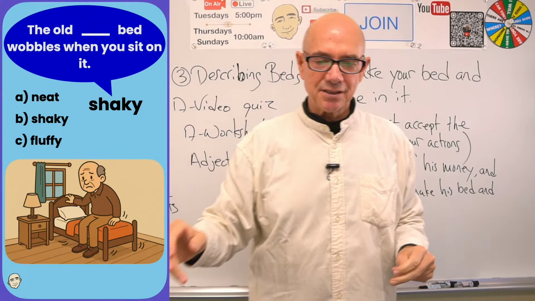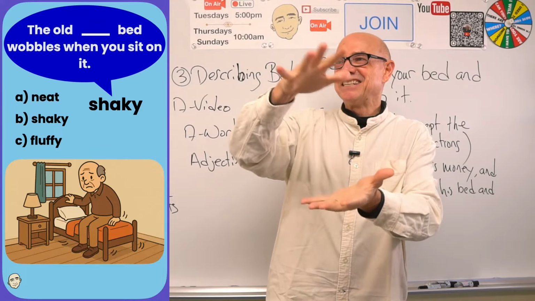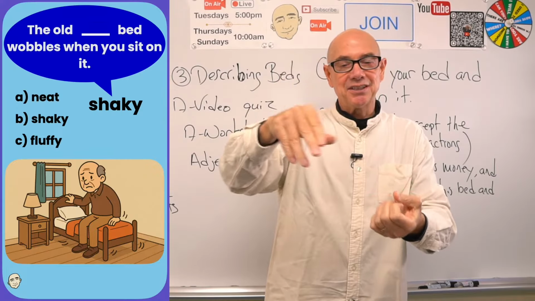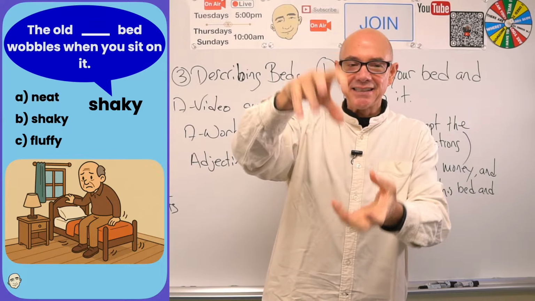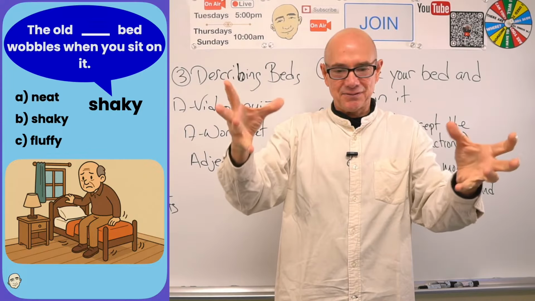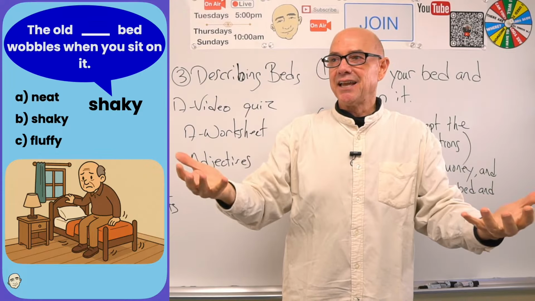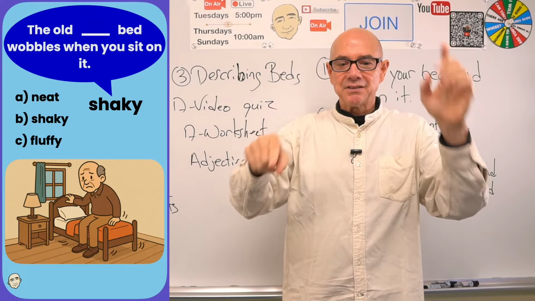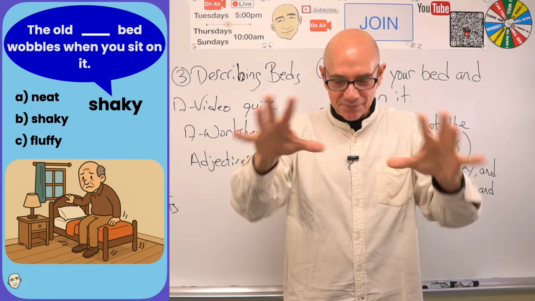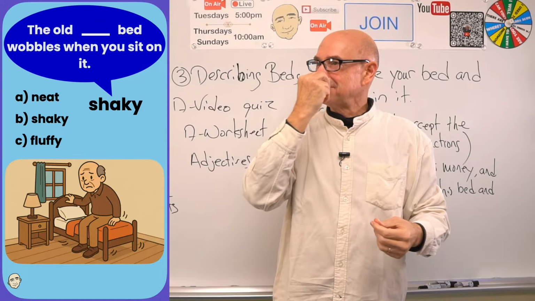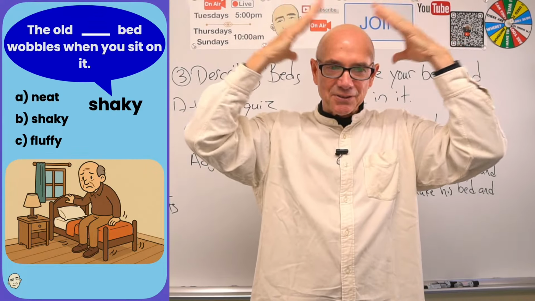Okay, Carlos. Fluffy means light, like a cloud, like cotton candy. Light and soft. Fluffy is light and soft. And a cloud, fluffy clouds. Cotton candy is fluffy. Someone's hair like an afro is fluffy.